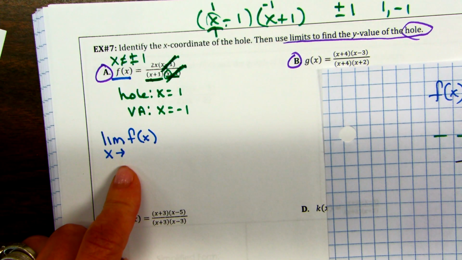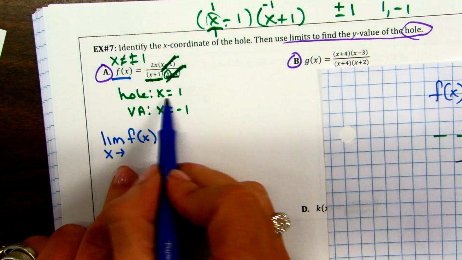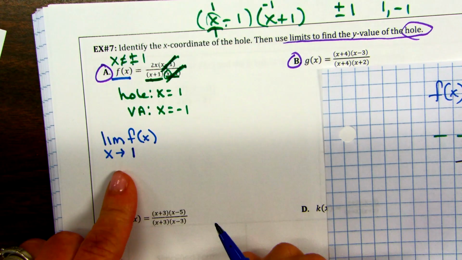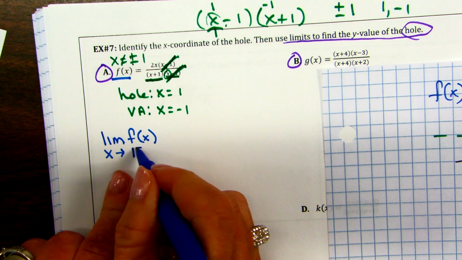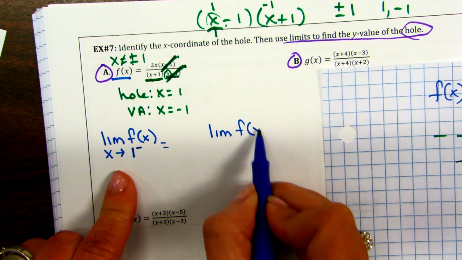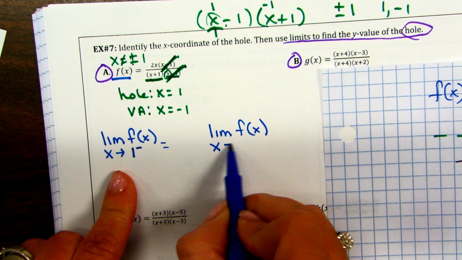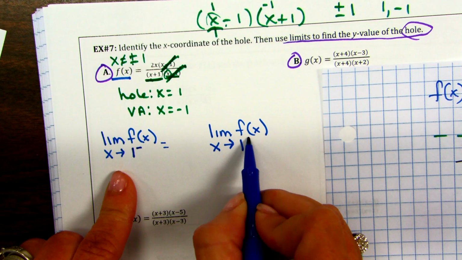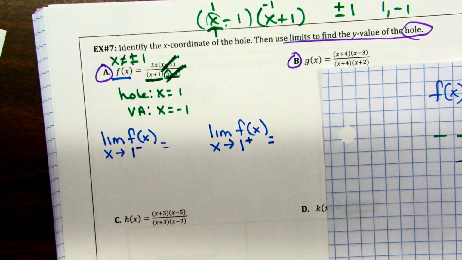Now, I'm going to put the x value of my hole. The x value of my hole is 1. And we're going to approach it from the left. We're also going to write the same exact limit statement, except we're going to approach the 1 from the right. Yesterday, tie that in from what we learned yesterday. When you see that superscript, where the exponent goes, a minus or a plus there means from the left, from the right. Okay, so what does that mean?